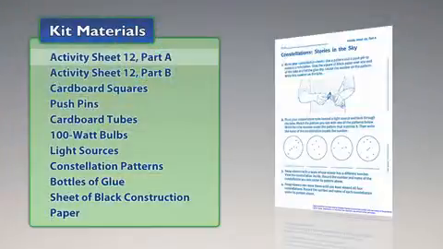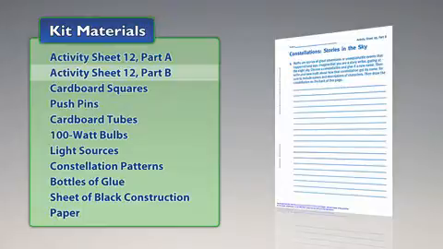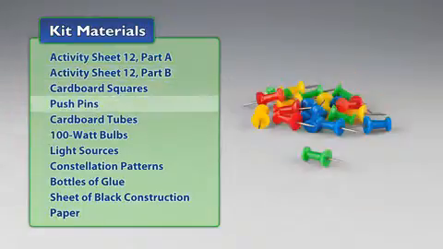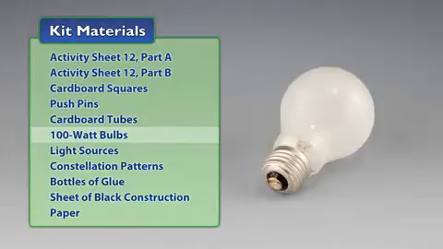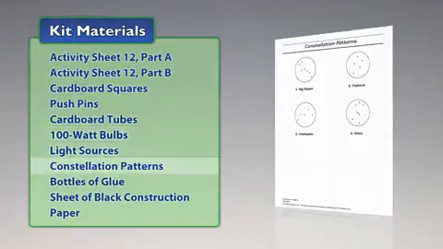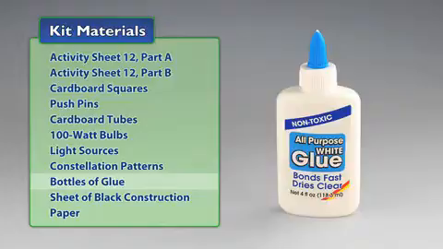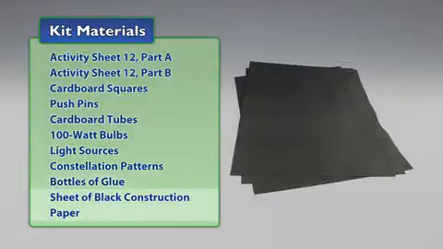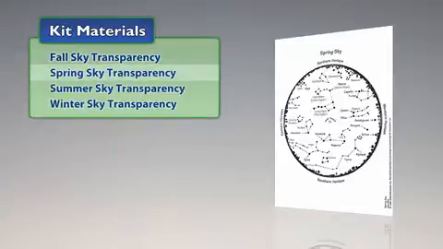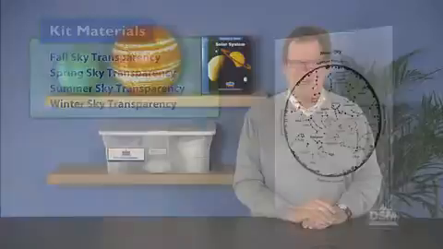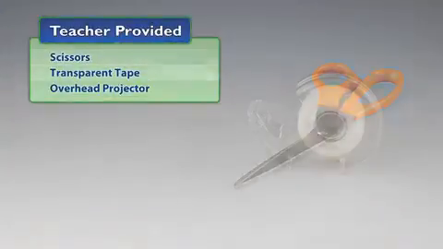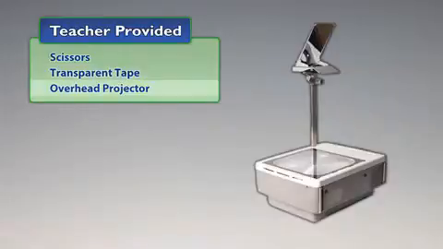You'll need the following materials from the kit: Activity Sheet 12, Parts A and B, cardboard squares, push pins, cardboard tubes, 100-watt bulbs, light sources, constellation patterns, bottles of glue, a sheet of black construction paper, and fall sky, spring sky, summer sky, and winter sky transparencies. You'll also need to provide scissors, transparent tape, and an overhead projector.